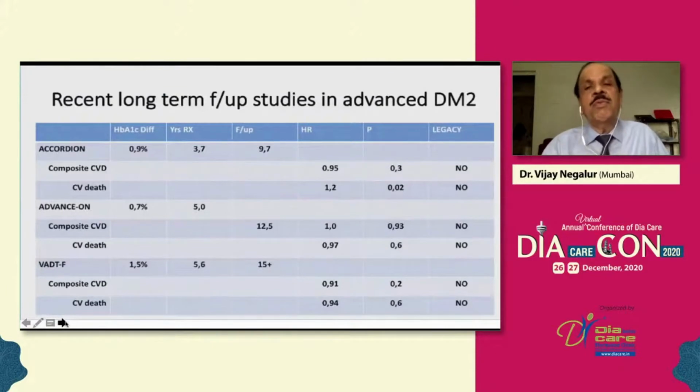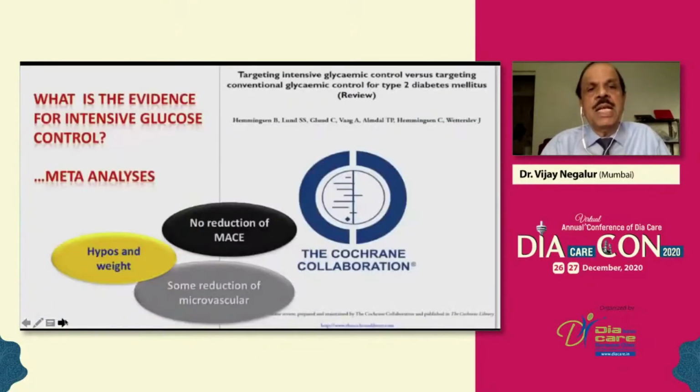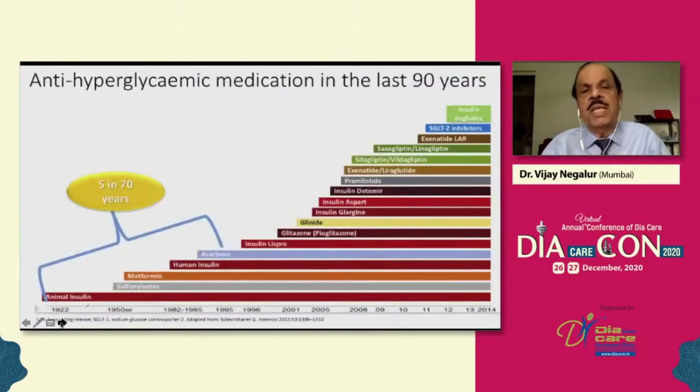The follow-up of all these studies, whether it's ACCORDION, ADVANCE-ON, or the VADT follow-up, none of them have shown any benefit. None of them have shown any legacy effect anywhere, despite the intensive glycemic control. So therefore we doubt whether it's a legacy or a legend in these patients. The meta-analyses of intensive glucose treatment have not shown any benefit. There's no reduction in MACE, hypos and weight gain were a concern, and some reduction in microvascular complications was seen, otherwise no benefit.